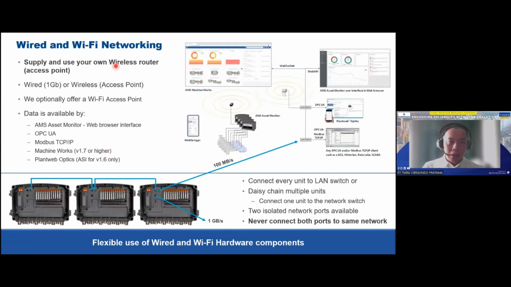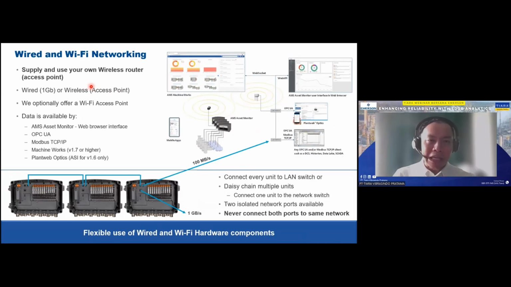And just to mention again the wireless way of interfacing, because we're talking about digitalization and so on, and wireless being one of the hot topics. A lot of people are interested in sending the data out via wireless. So it's possible. You just need to use a wireless router and send the data out to your computer, to your DCS or whatever. So it's flexible, either wired or Wi-Fi hardware components.